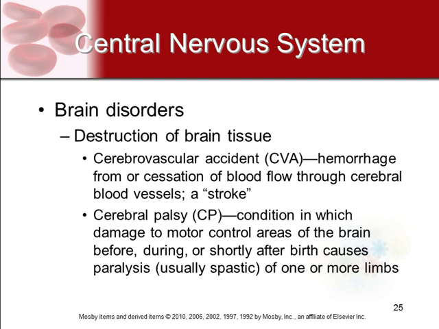And that's why strokes can be very, very detrimental, very life-threatening, or debilitating if you do happen to survive it. And then another example would be cerebral palsy. This is a condition in which there's damage to the motor control areas of the brain, and normally that happens during or shortly after birth, and it can cause paralysis. Normally it's a spastic paralysis, which means that their muscles are very spastic and tense, and they can't relax and can't really control them anymore. They're just spastic of one or more limbs. Normally it happens in both lower extremities or both upper extremities.